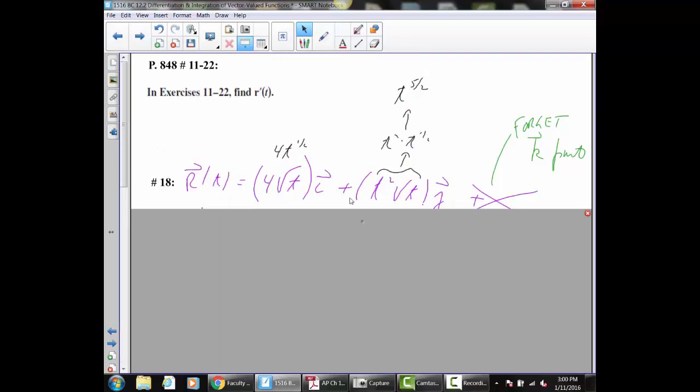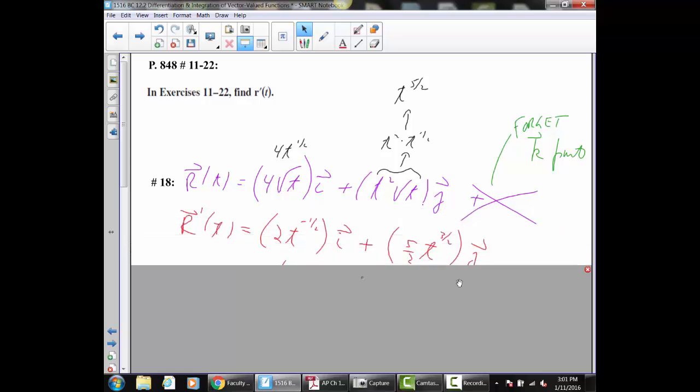Okay, in 11 through 22, they just want you to find the derivative. I'm going to rewrite this as 4t to the half. This is t squared times t to the half, which is t to the 5 halves. At this point, you have a choice. You can either keep the k part and just do it with the k part or forget the k part. Either way, we're not doing 3D.